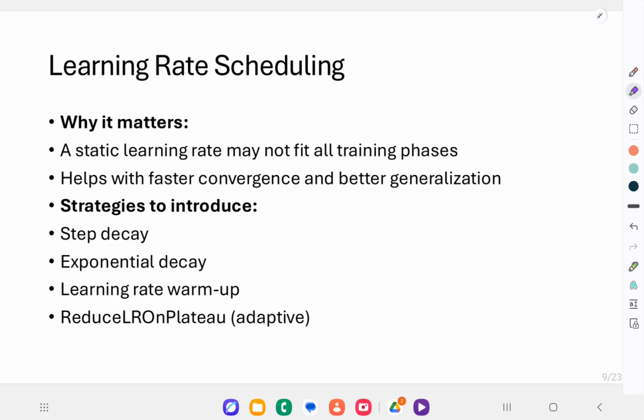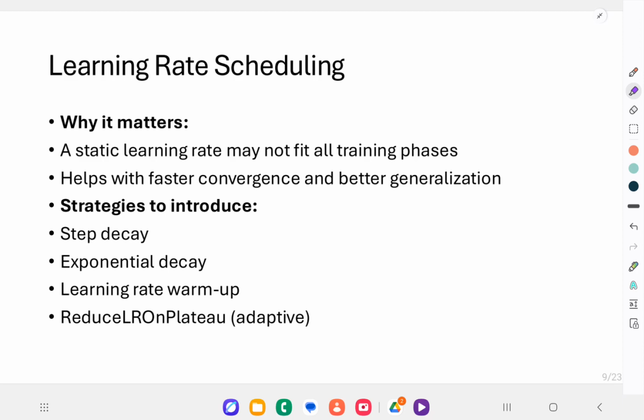So instead of using one fixed learning rate value for the entire training process, we dynamically adjust it based on time or performance. The most basic form is step decay, where we reduce the learning rate by a constant every few epochs. That's often when the error plateaus and doesn't change much anymore. There's also a smoother version, the exponential decay, where the learning rate shrinks continuously over time.